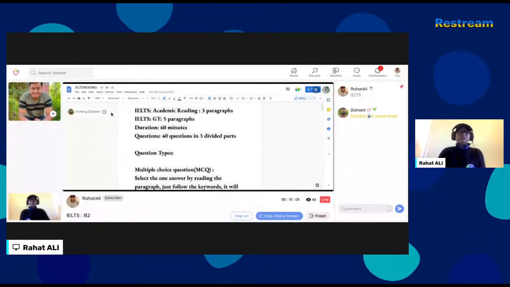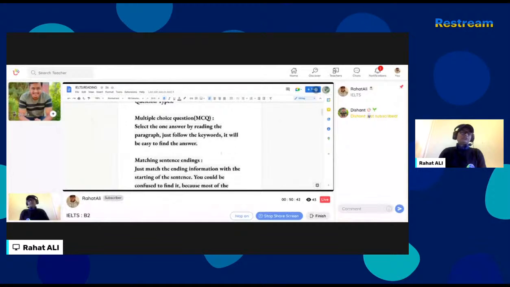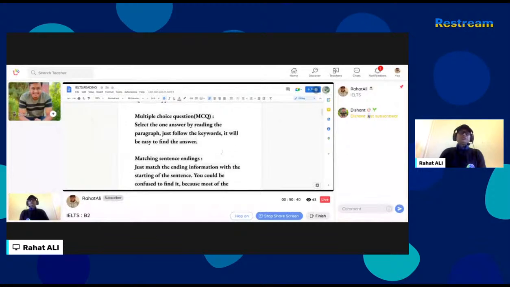Okay, so here it is once again. Academic reading, 3 paragraphs. General test reading, 5 paragraphs. Durations, 60 minutes. Questions, 40 questions and 3 divided parts. And what kind of questions they ask? Generally, these are the question types: multiple choice question, MCQ. So it says select the one answer by reading the paragraph, just follow the keywords. It will be easy to find the answer.